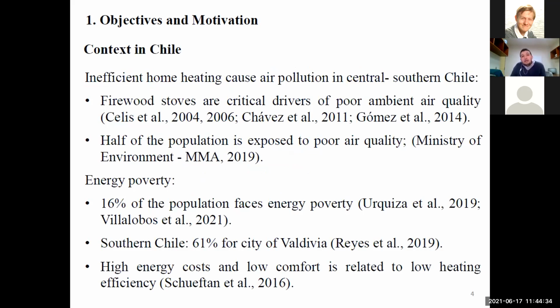Regarding the context in Chile, we face high levels of air pollution, especially in central and southern Chile. The main cause of this is inefficient home heating. We also face high levels of energy poverty in the whole country, but that is much more intense in the south. For example, 60% energy poverty in the city of Valdivia, according to some previous studies. The main dimensions of this energy poverty are the high energy costs and the low comfort that the households face.